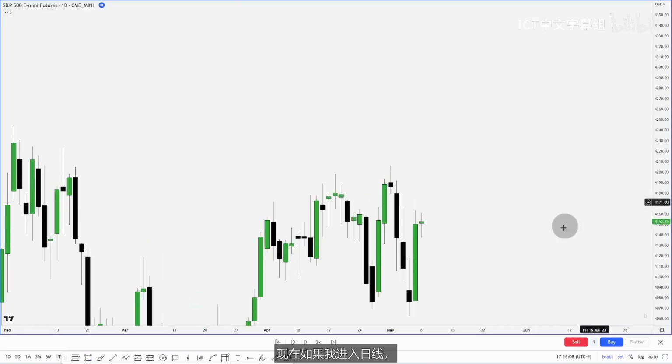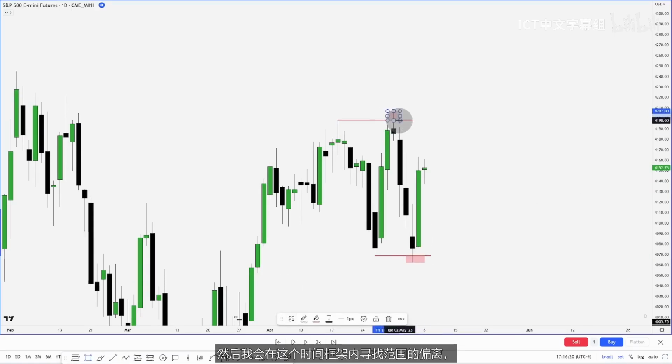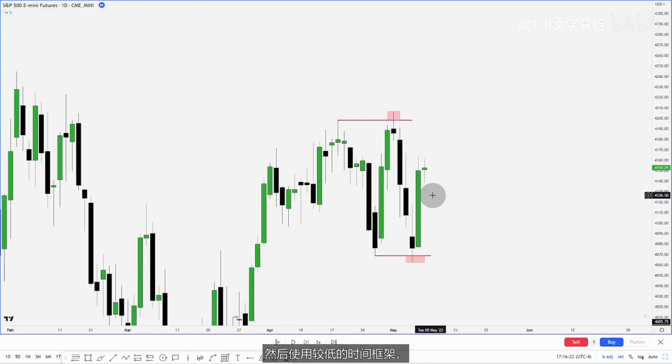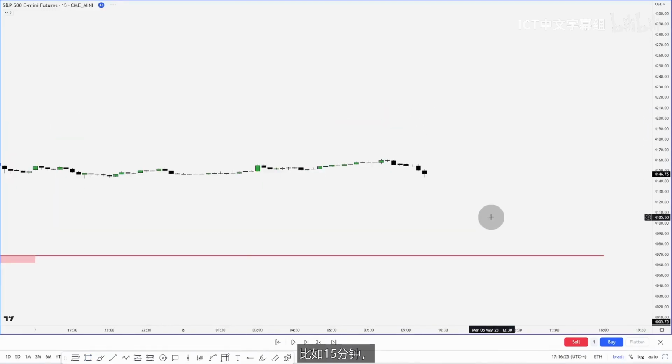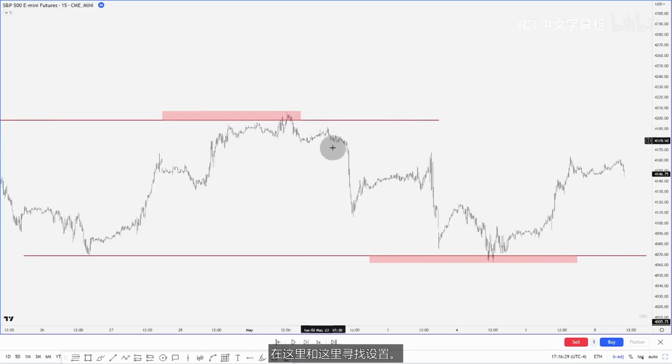Now if I go out to the daily, this is when I generally will focus on just the wicks, like so, and then I will look for the deviation from the range on this time frame, and then use the lower time frames, such as the 15-minute, to go look for setups in here and in here.